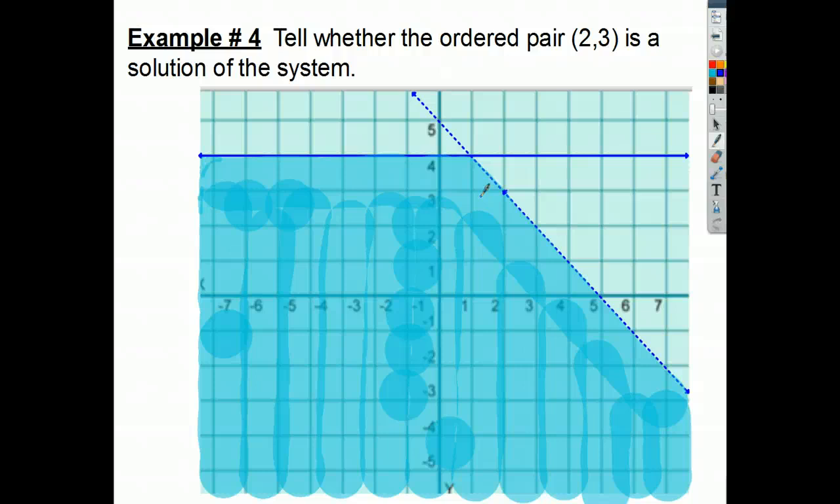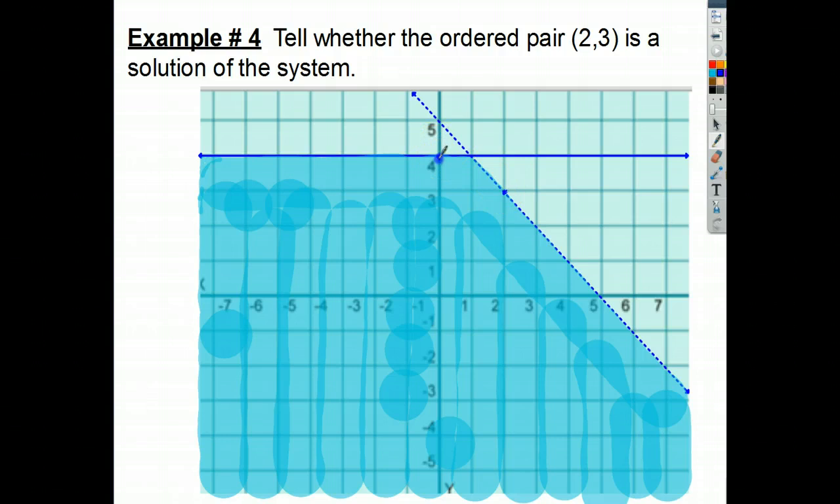Now, what's the rule about dotted lines? Do those points, are they included in the shaded area or are they not? Well, it looks like my shaded area might have skipped over into this area, but a dotted line is not part of the shaded area. So the question, is this a solution? The answer would be no.